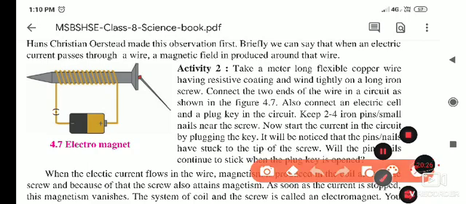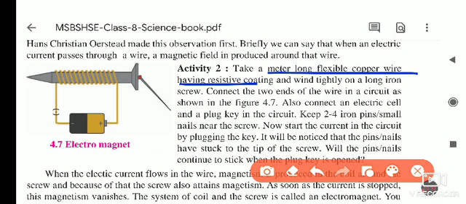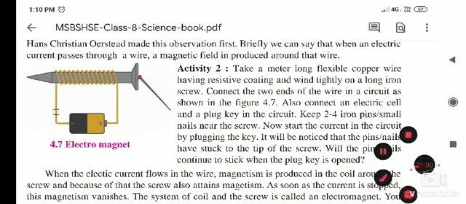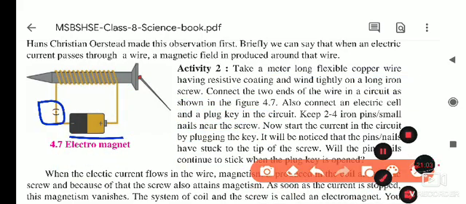So see here, take a meter-long flexible copper wire, with a resistive coating, and wind it tightly on a long iron screw. Connect the two ends of the wire in a circuit as shown in the figure. We are joining it to the cell, and also connecting an electric cell and a plug key. Here is the cell and here is the plug key, and we have to join them in the circuit.